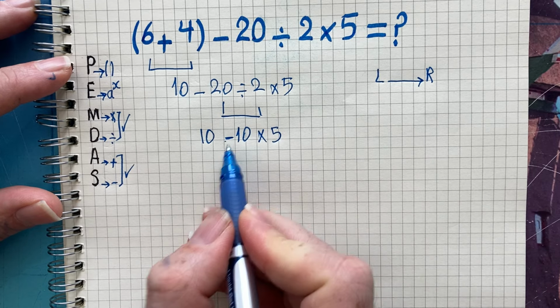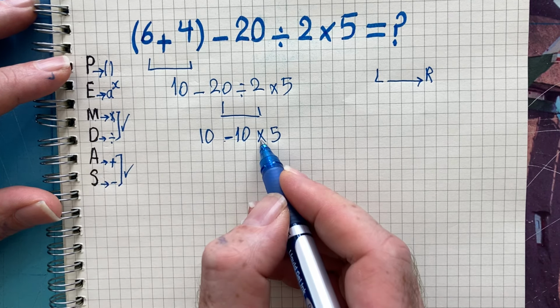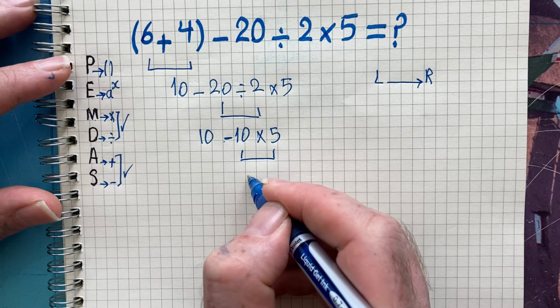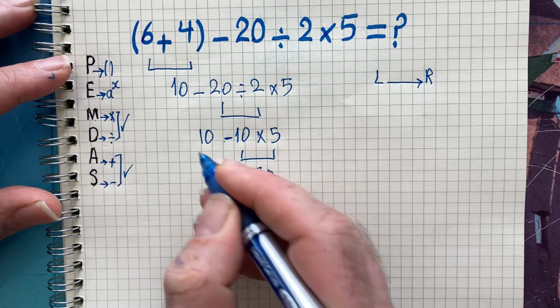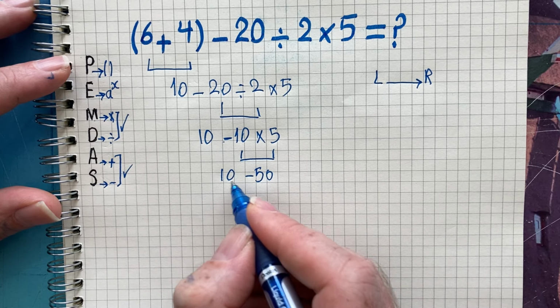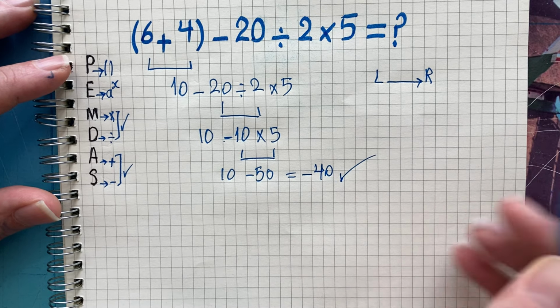And at the end, we have subtraction and multiplication. Absolutely first, multiplication. 10 times 5 is going to be 50. So it is going to be 10 minus 50. As you know, 10 minus 50 is negative 40. And this is your answer.